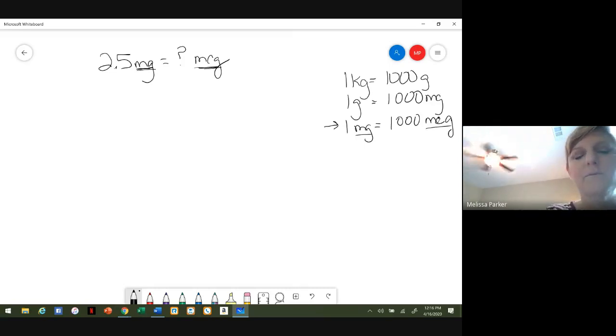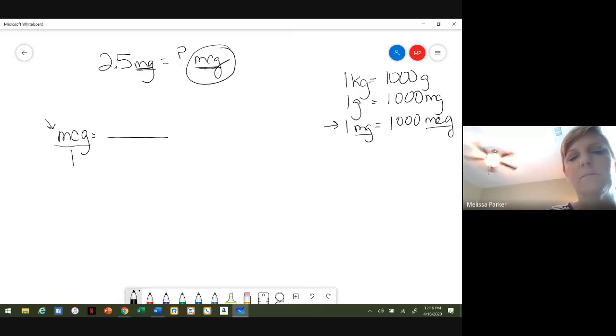Now, when I set up my problem, I'm going to write first what I'm solving for. And I'm solving for micrograms. And I know that whatever is in the numerator here, because this is the same thing as saying micrograms over one, that unit has to be in the very first spot that we're solving for. So now that I know that this is micrograms, I just plug this in, making sure that I put the micrograms on top. So there's 1,000 micrograms here, and that's equal to 1 milligram.